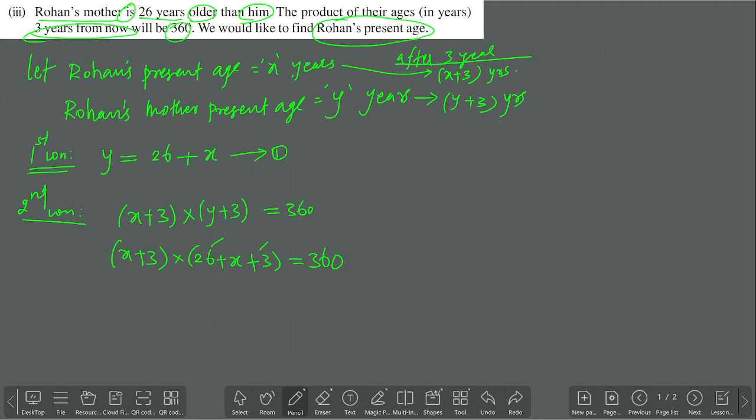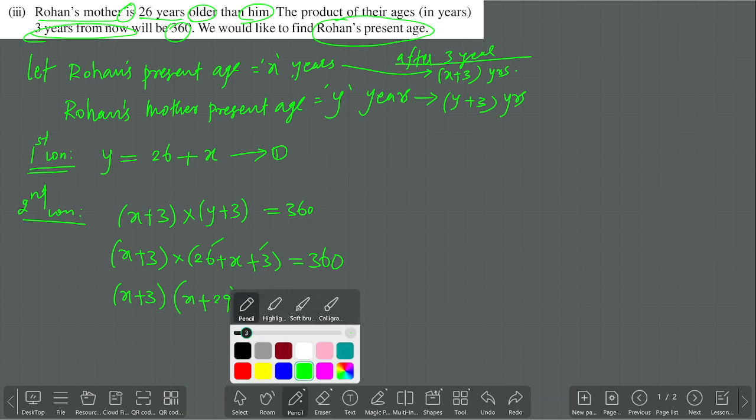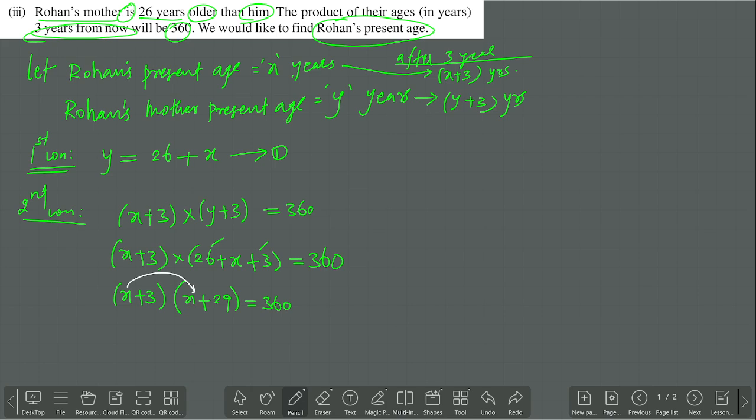Now add 26 and 3. What am I getting? x plus 3 into x plus 26 plus 3, that is 29, which is equal to 360. Now we can multiply this. So x into x, x into 29, 3 into x, and 3 into 29. Like that we have to multiply. Do you understand? So x into x, x square. x into 29, 29x. 3 into x, 3x. Then 3 into 29, just 87.